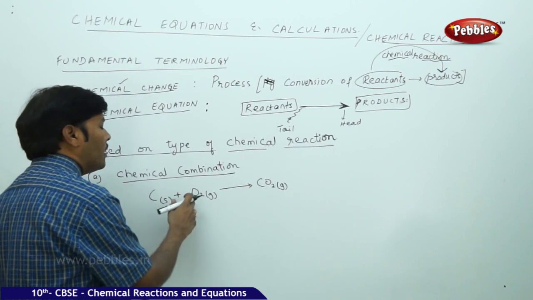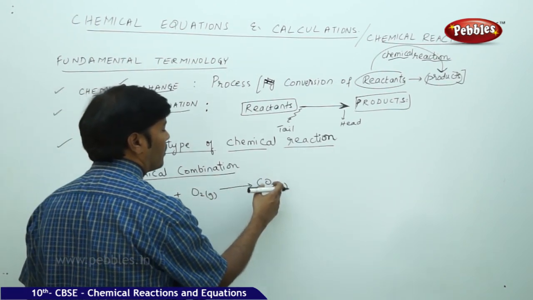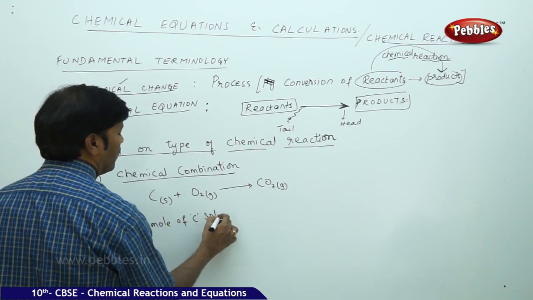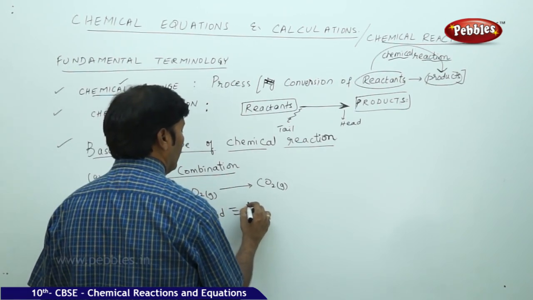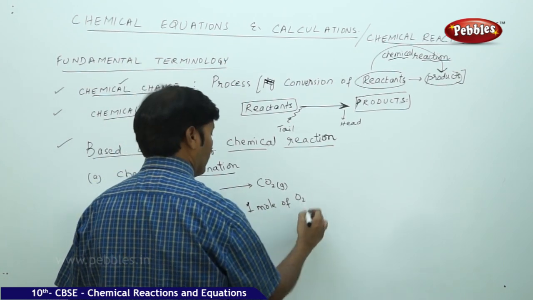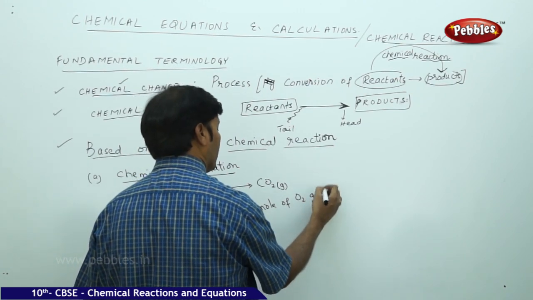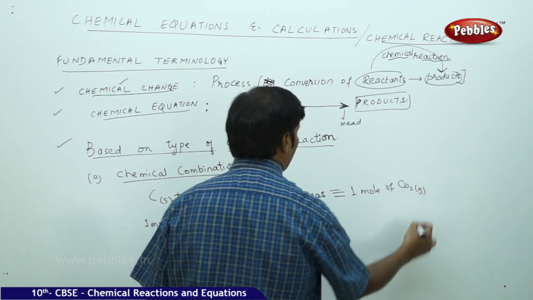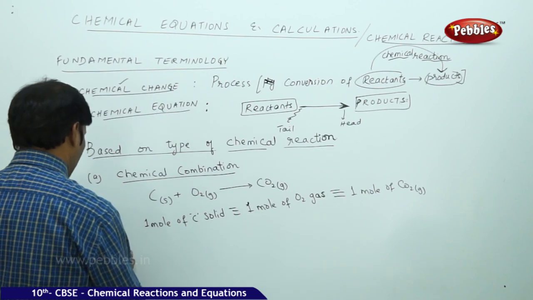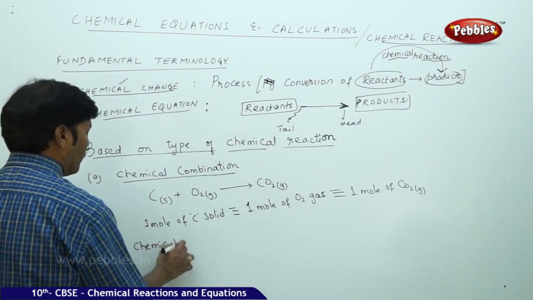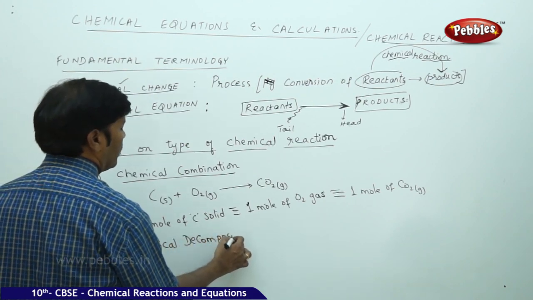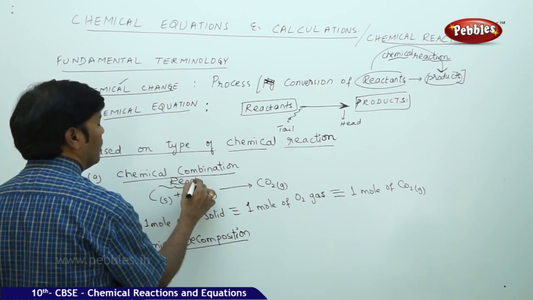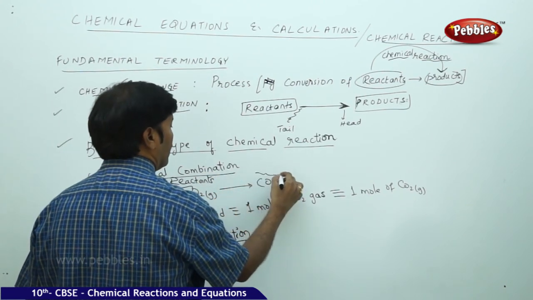That means one element and one molecule. Carbon is a solid, oxygen is a gas and carbon dioxide is a molecule again. That means what information can you gather? 1 mole of carbon solid reacts with 1 mole of O2 gas, giving rise to 1 mole of carbon dioxide gas. This is the information you can gather from the chemical combination. Mind you, here carbon solid and oxygen gas are reactants, and carbon dioxide is a product.